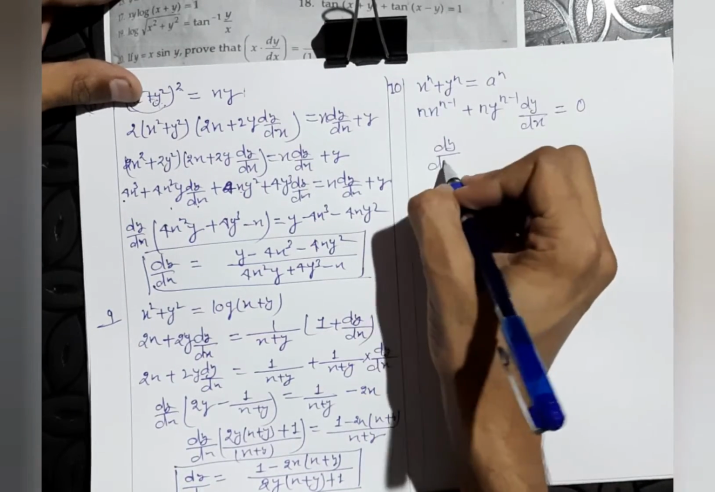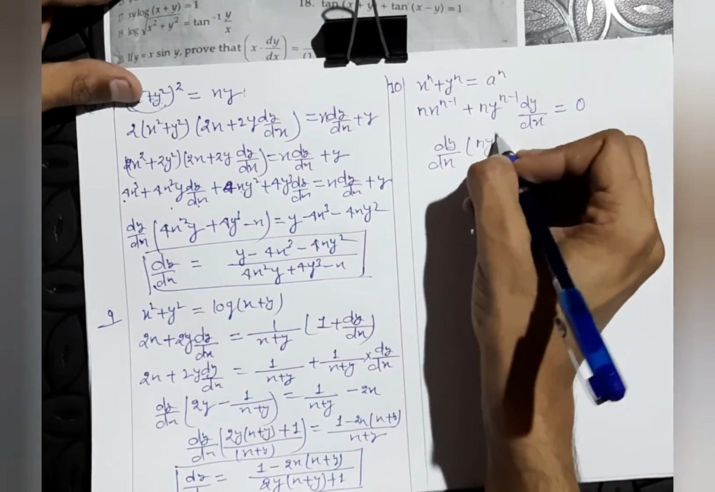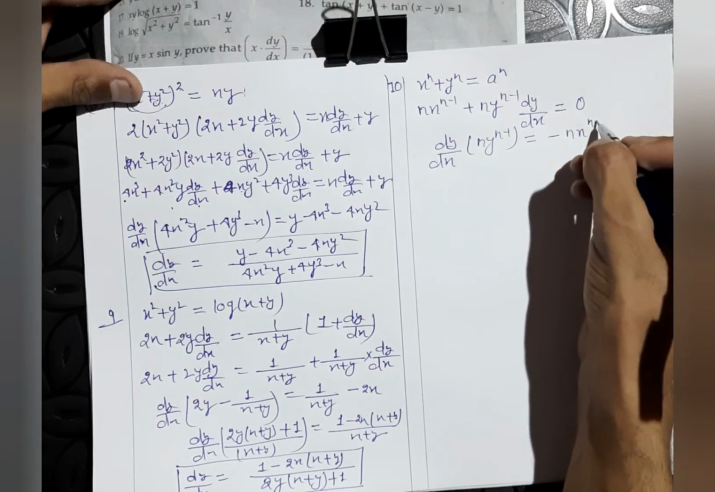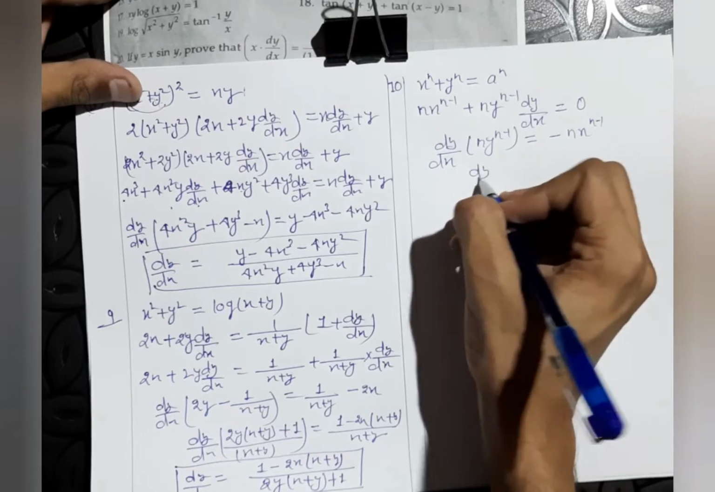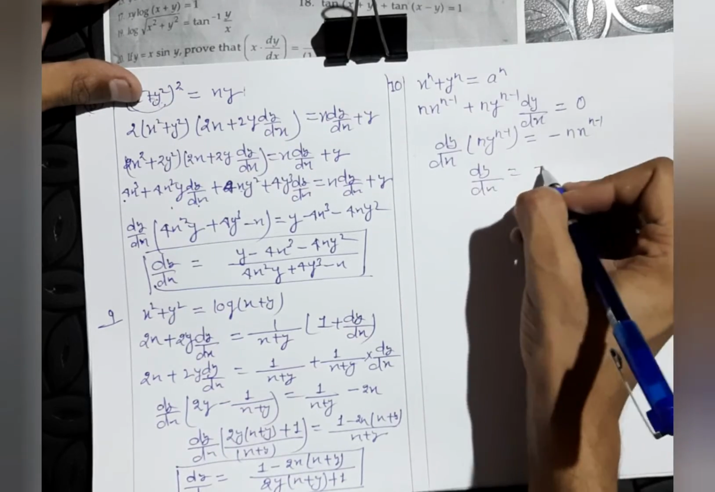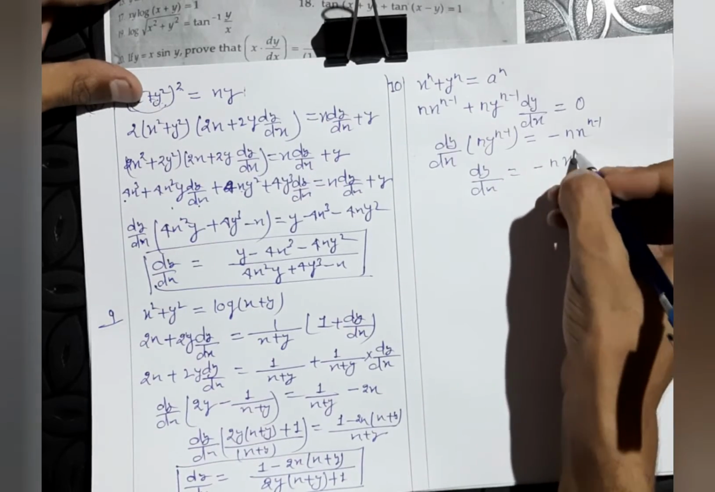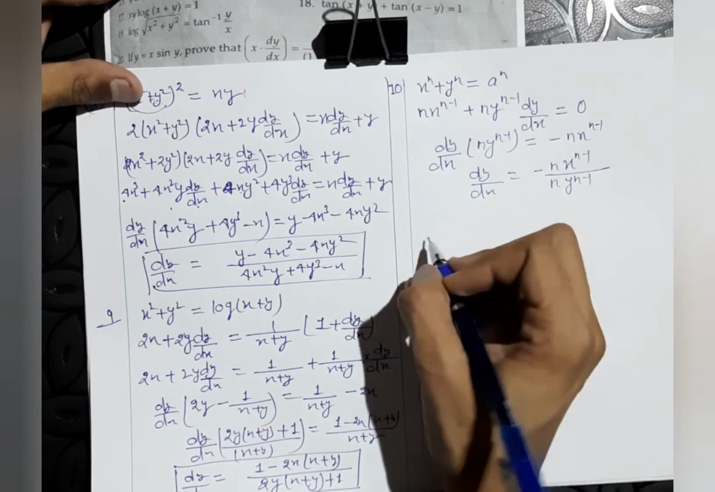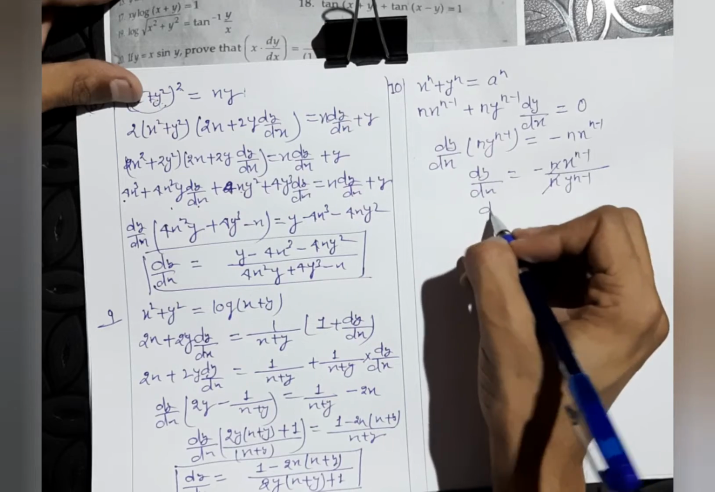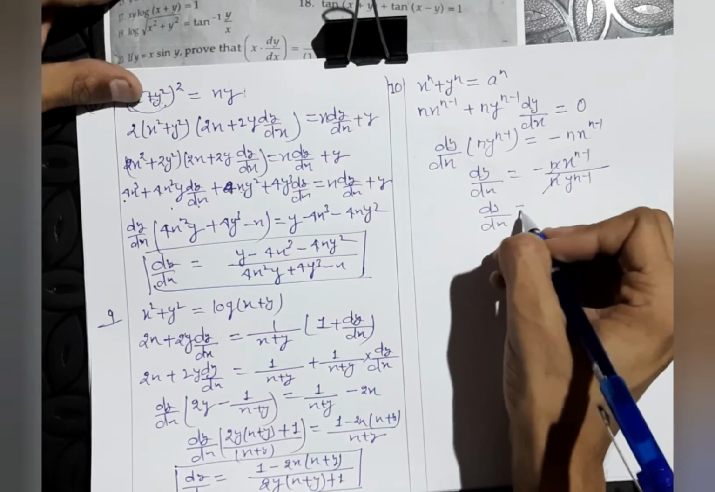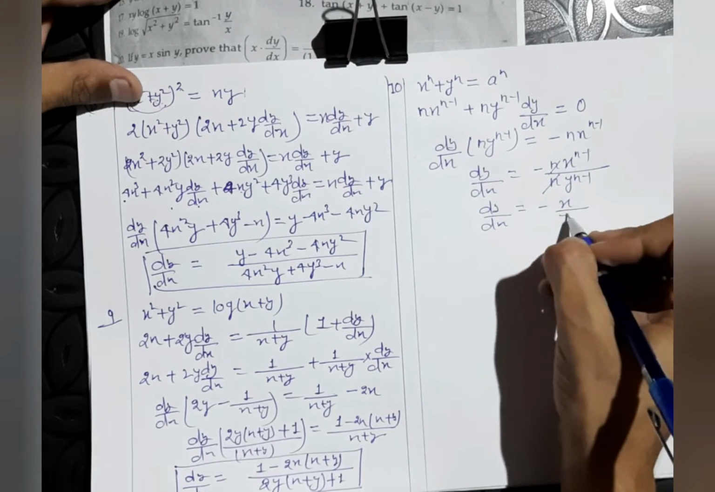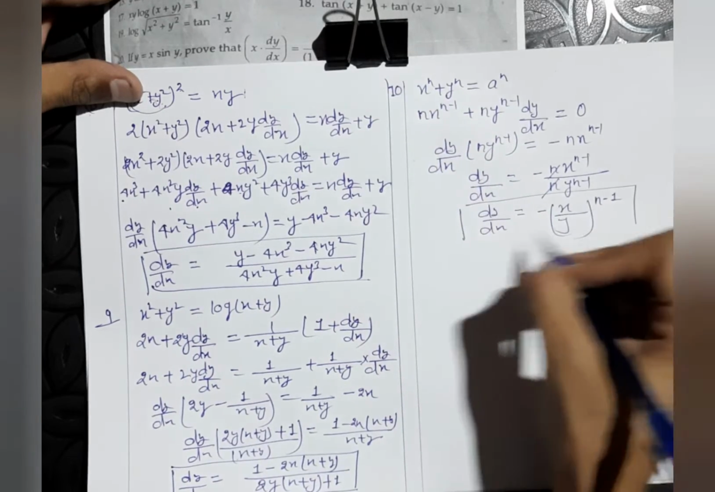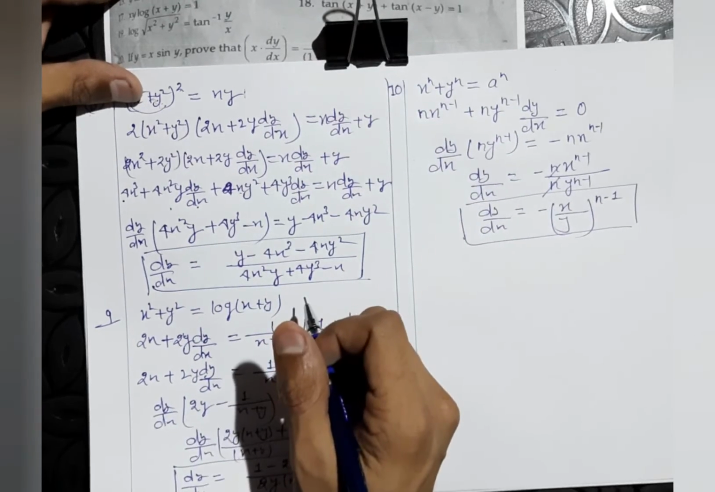Now dy over dx times n yⁿ⁻¹ equals minus n xⁿ⁻¹, or dy over dx equals minus n xⁿ⁻¹ divided by n yⁿ⁻¹, and n is cancelled by n. So dy over dx is just equal to minus (x over y) whole raised to power n minus 1. So this is the differentiation of question number 10.